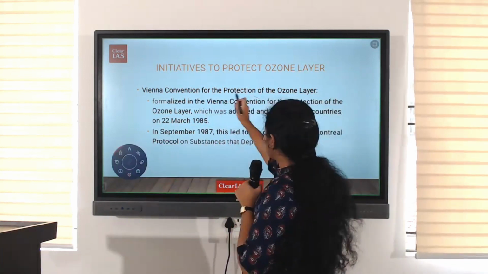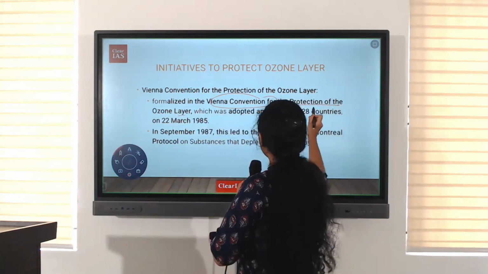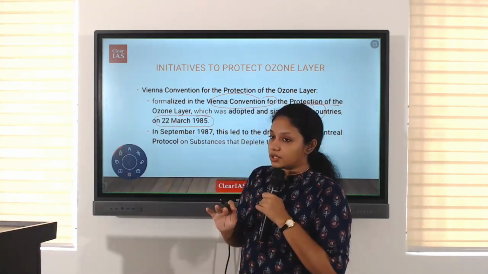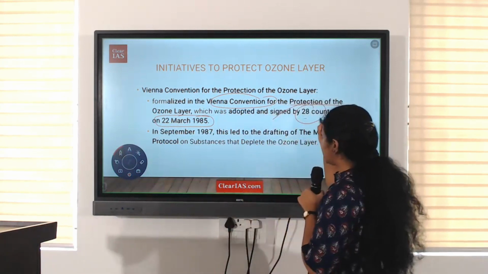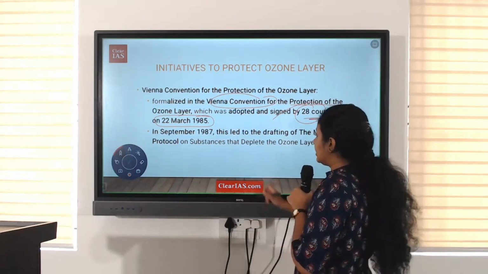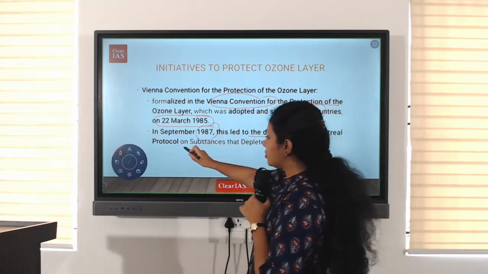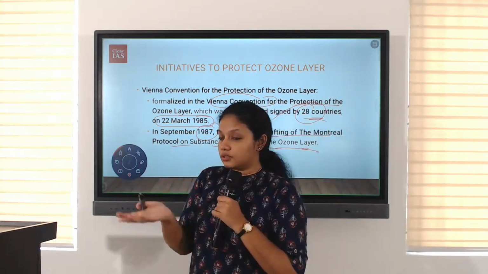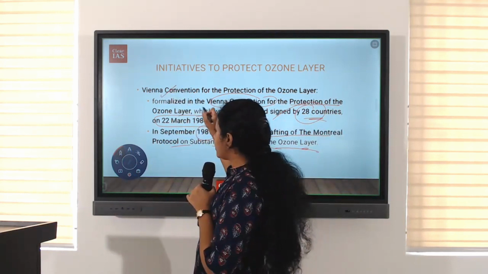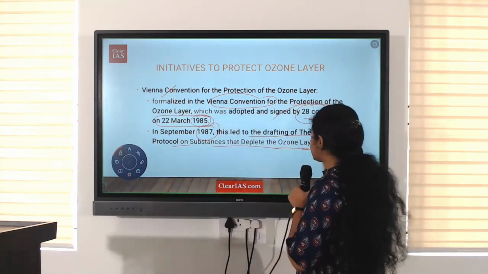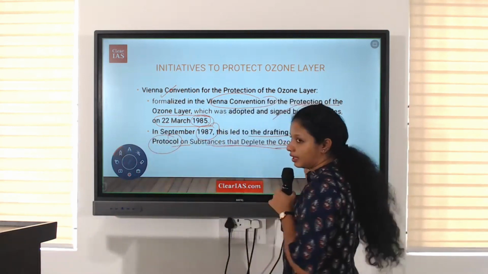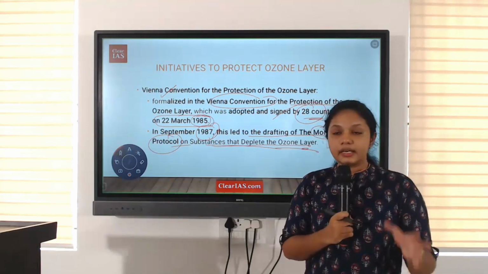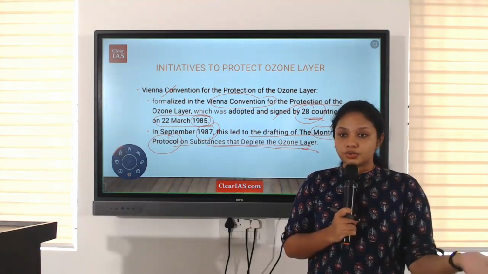It was adopted and signed by 28 countries on March 22nd, 1985. In 1985, the Vienna Convention happened. The convention was accepted and signed by 28 countries for the protection of the ozone layer. And in 1987, this led to the drafting of the Montreal Protocol on Substances that Deplete the Ozone Layer. So, 1985 Vienna Convention, and under that, the 1987 Montreal Protocol to reduce substances that led to ozone depletion. Clear?